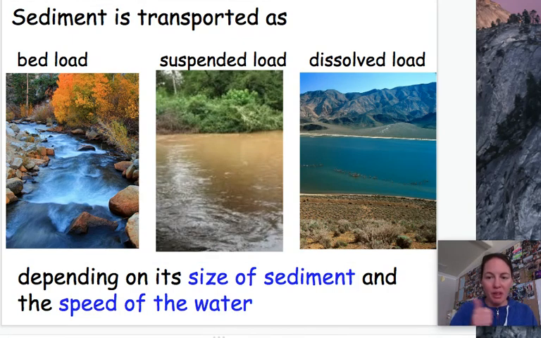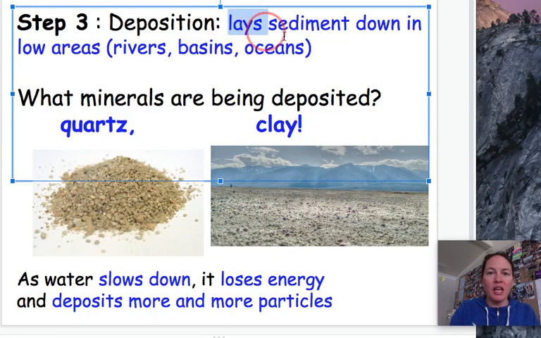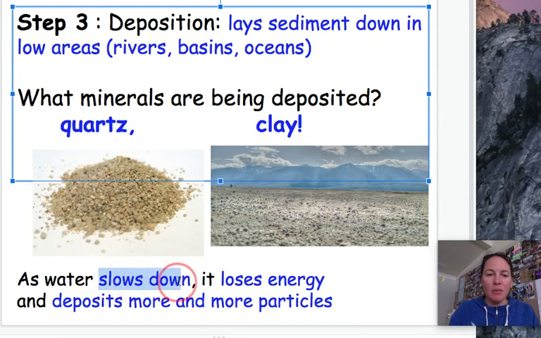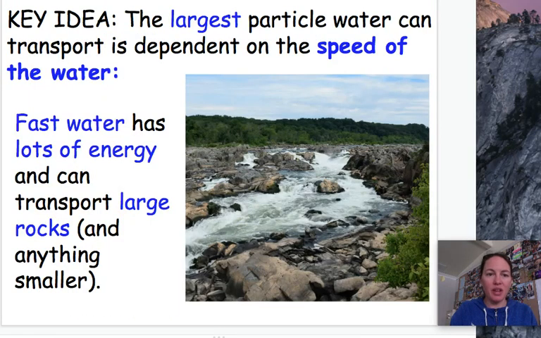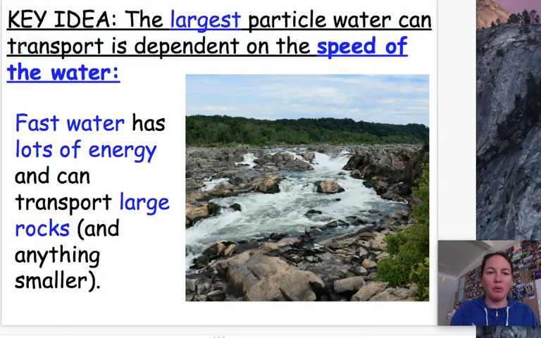So we covered weathering, where rocks get broken down, erosion, where rocks get moved. The last one is deposition. So deposition, remember, is where it lays down sediment in low areas. So this is where they get deposited or dropped from the water. So what minerals are we going to talk about being deposited? Quartz and clay. So the way things get deposited is as the water slows down, the water loses energy, and then it deposits more and more particles. This is a really important idea. So this part is one to really pay attention to and use when you do your lab.